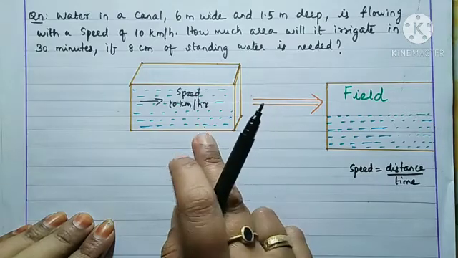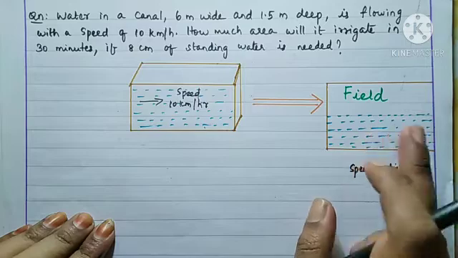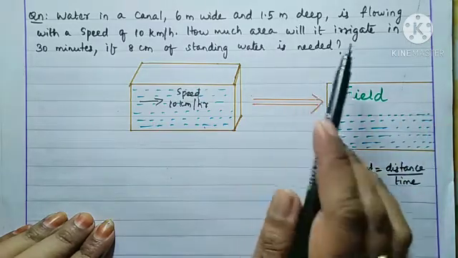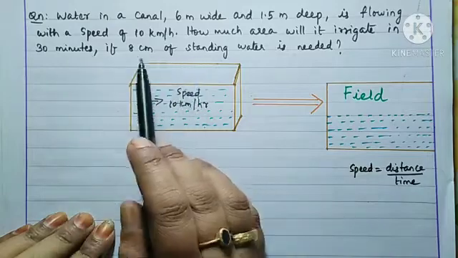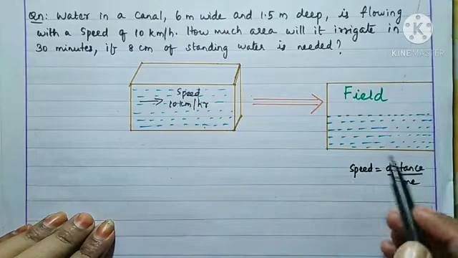Then the water from the canal is going to where? In a field. And the shape of the field is also not given in the question. Instead, only one piece of information is given: 8 centimeters of standing water is needed. What do you mean by standing water?